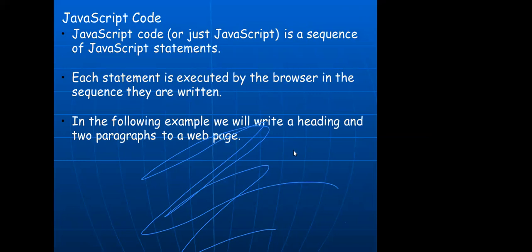JavaScript code is a sequence of JavaScript statements. So code of anything is what, guys? One line is not code. Code will be multiple statements, then it becomes code. Each statement is executed by the browser in the sequence they are written because it is an interpreted language. In the following example, we will write a heading and 2 paragraphs of a web page.